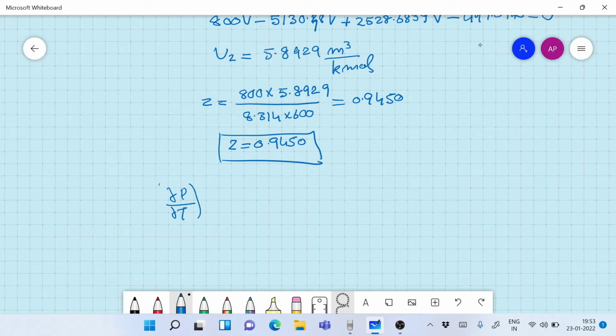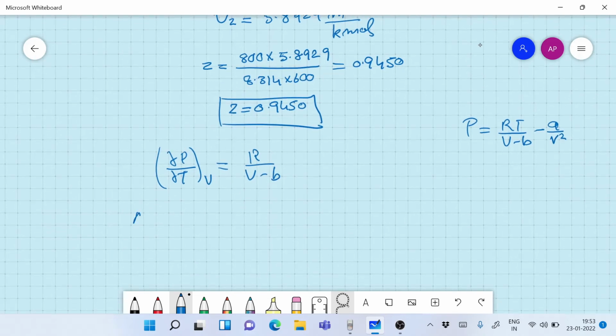for the van der Waals equation of state, which is P = RT/(V - b) - a/V². When we differentiate it at constant volume, we get R/(V - b). So the residual entropy equation is going to be RT. We already know R. We already know T. Z minus 1 plus the integral of T into ∂P/∂T at constant volume V.